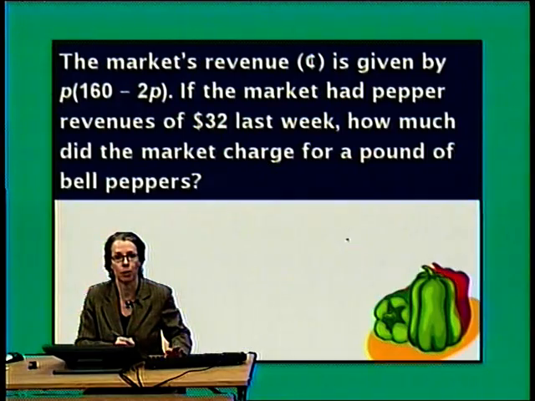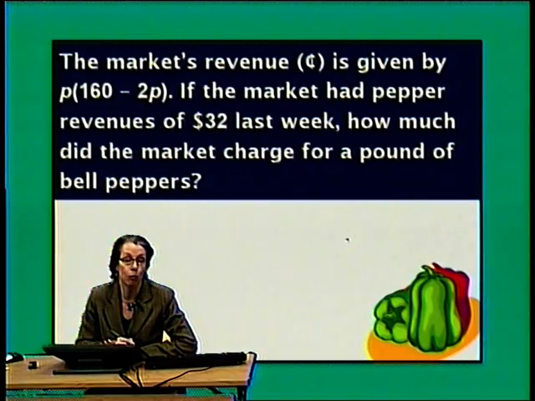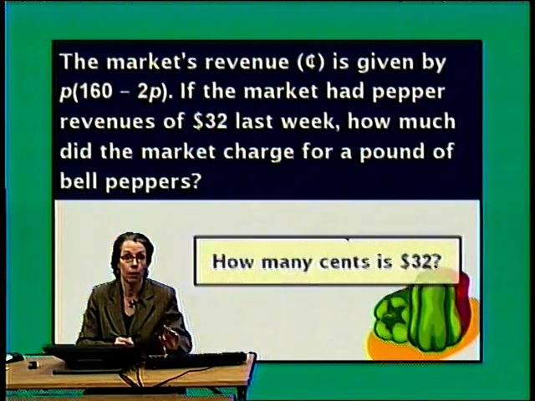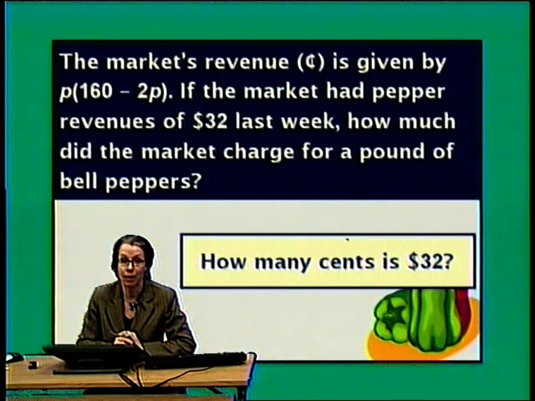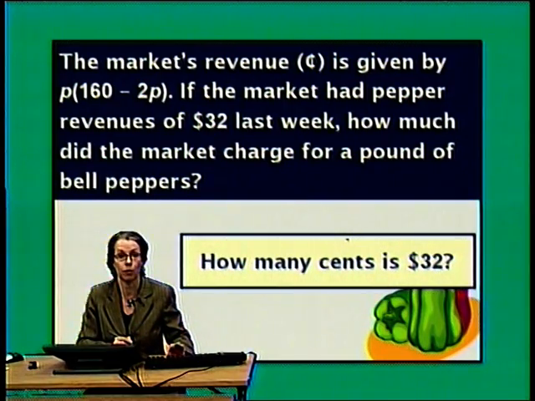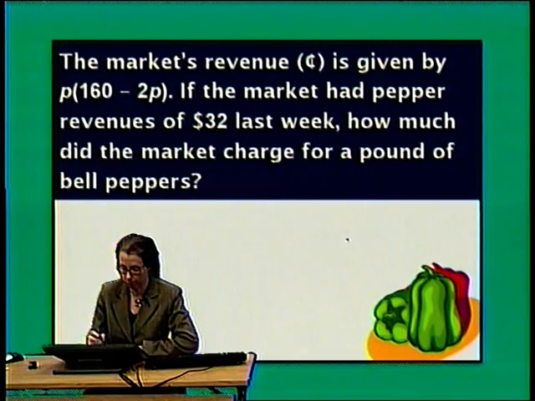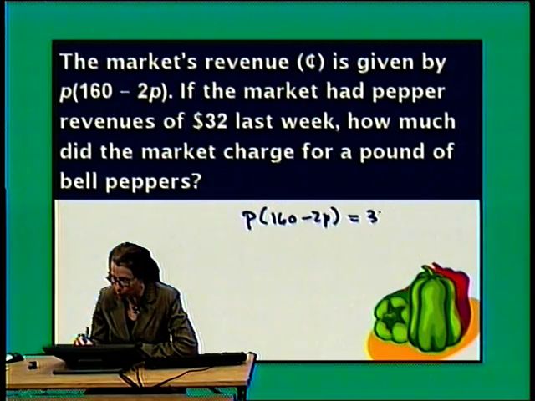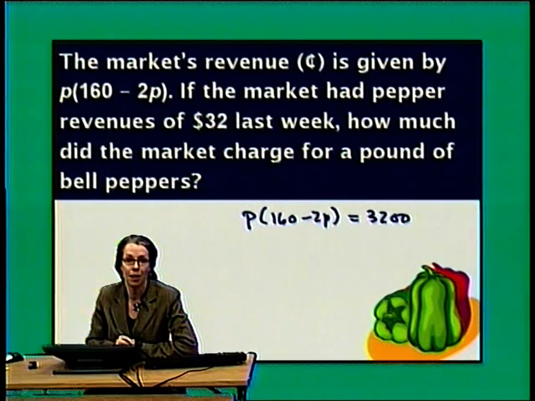Now, what was the question? The question is, the market had revenues of $32. How much did the market charge for a pound of bell peppers? What was p? Well, first thing we have to think about is how many cents is $32? Well, it's 3,200 cents. That's what we're going to set our expression for the revenue equal to. So the equation we're going to be solving here is our revenue expression needs to equal 3,200 cents. Let's get a quadratic equation that we can solve.